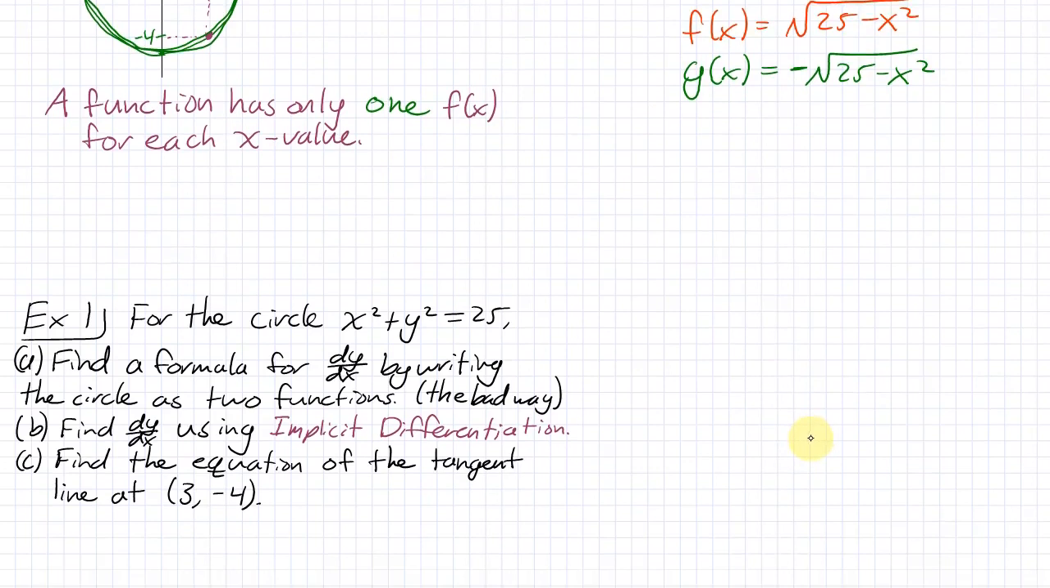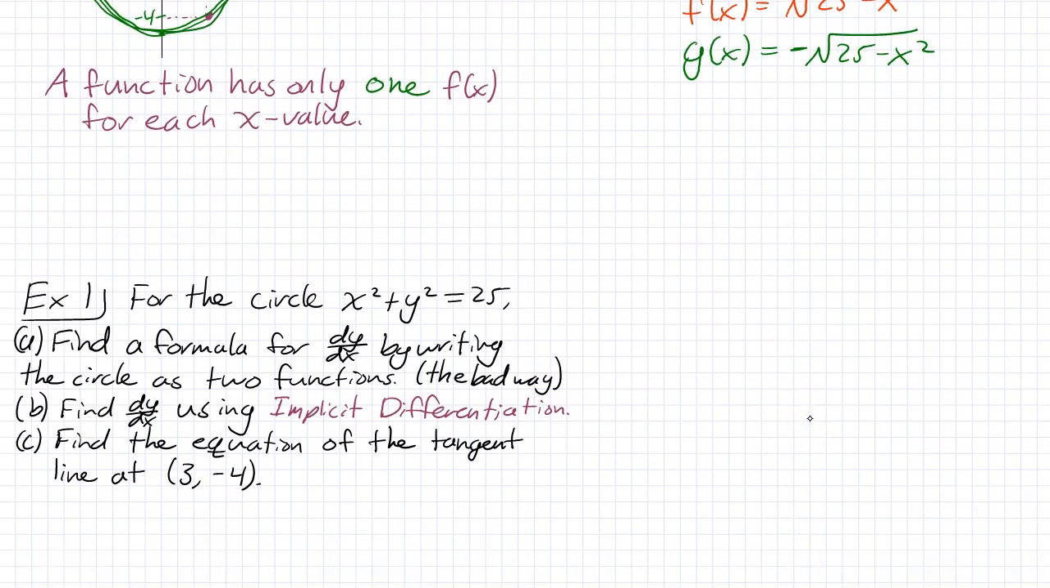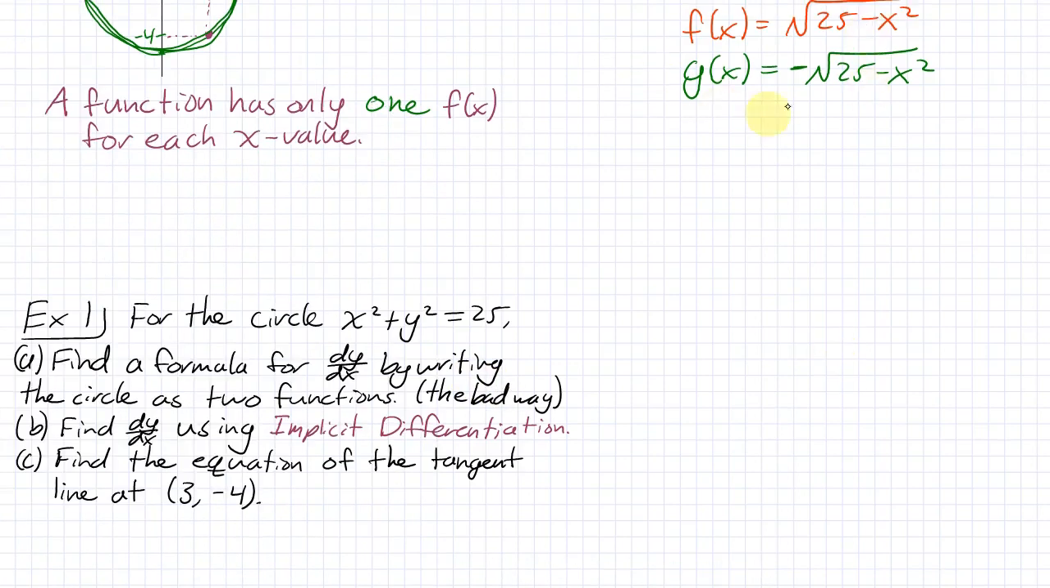So I'll do this one here. We're still looking at the same circle, the same equation, x squared plus y squared equals 25. This time, to find a formula for dy over dx, we could do this by writing the circle as two functions, which we already did right here.